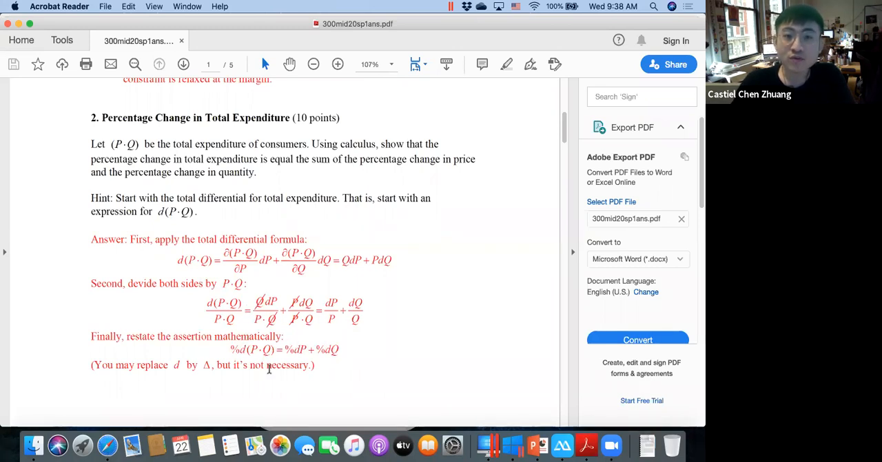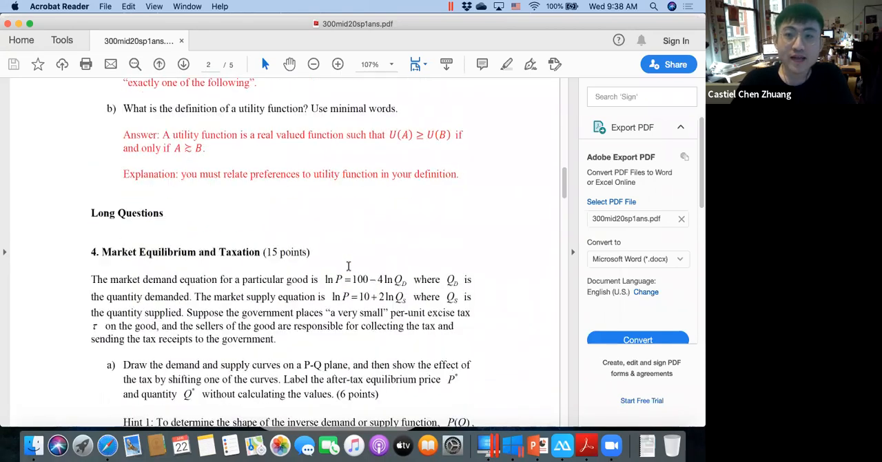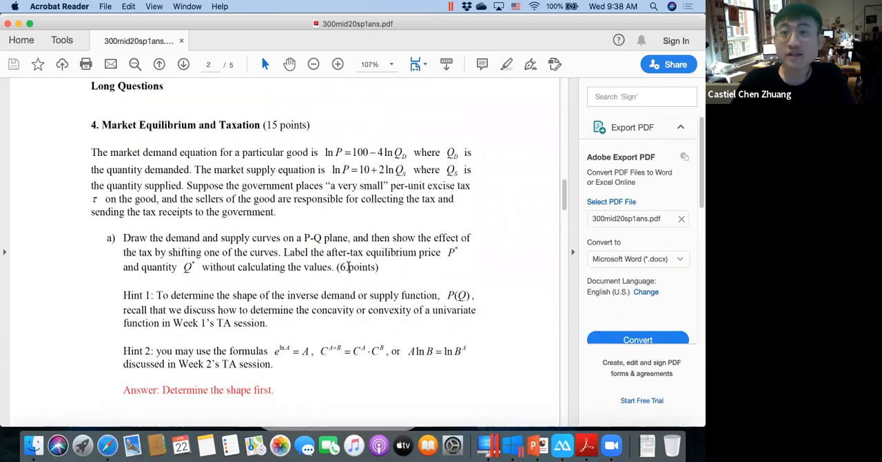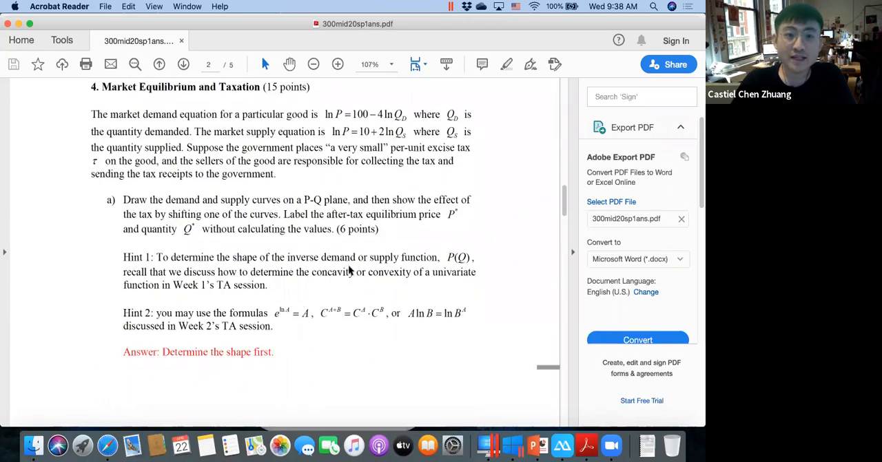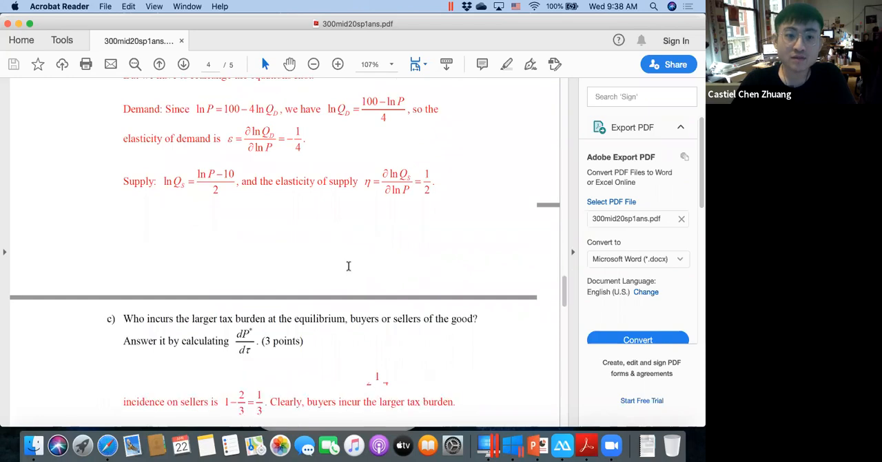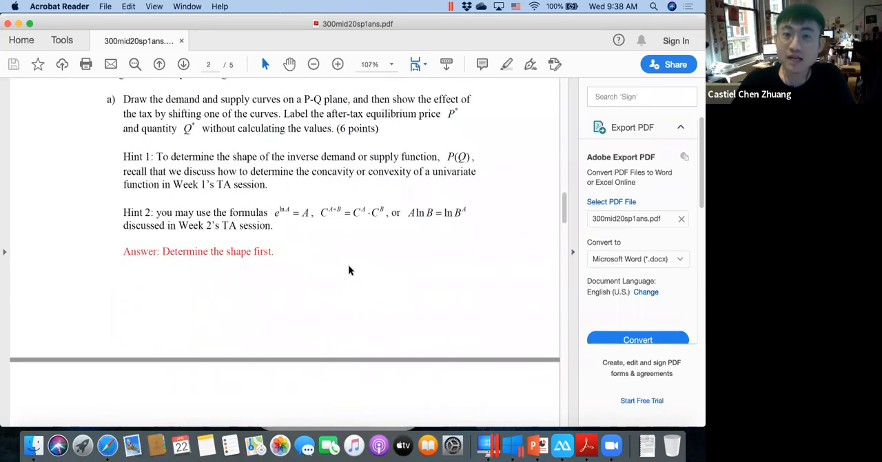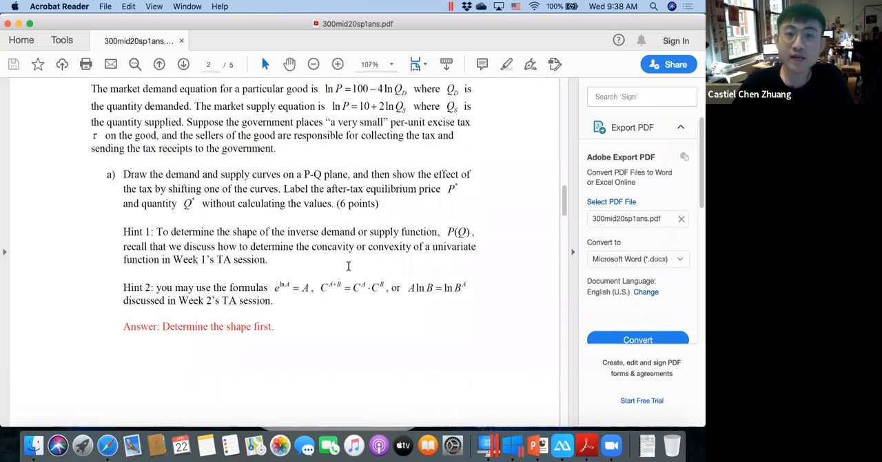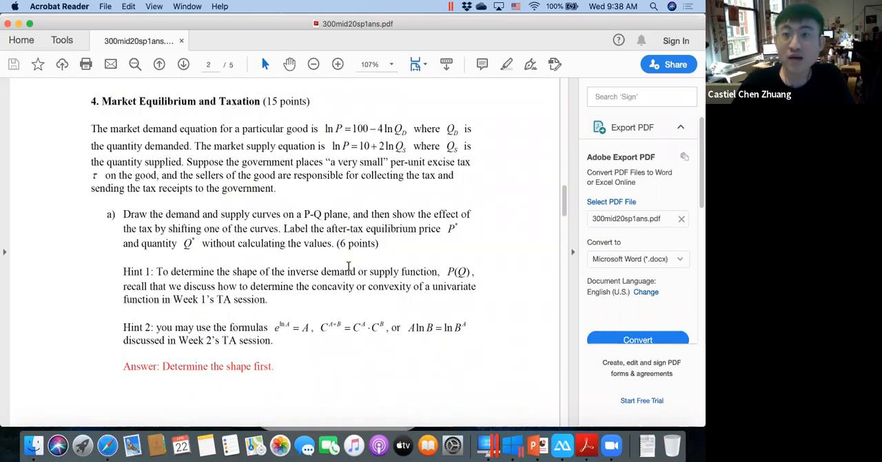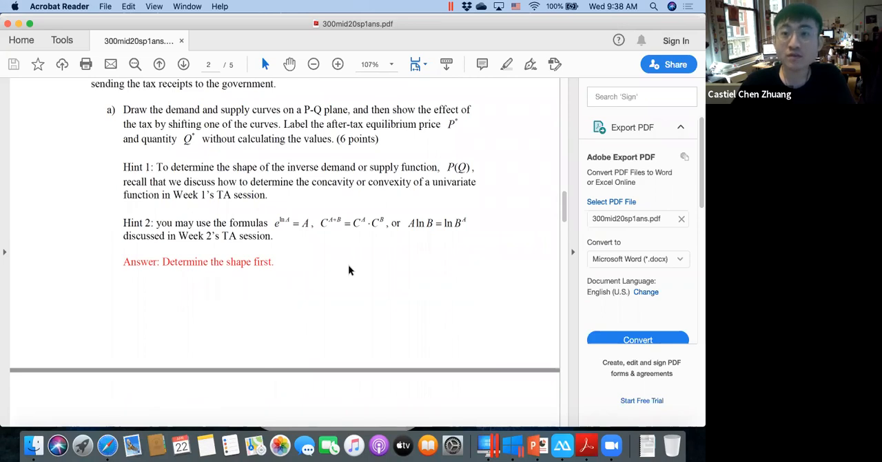And you just have to restate this assertion in the question, then you prove this assertion or statement. All right. Then I think the hardest question in this exam is question 4, but it's actually not too hard. So let me explain what you need to write to get full credits. A lot of you did get full credits, but how?